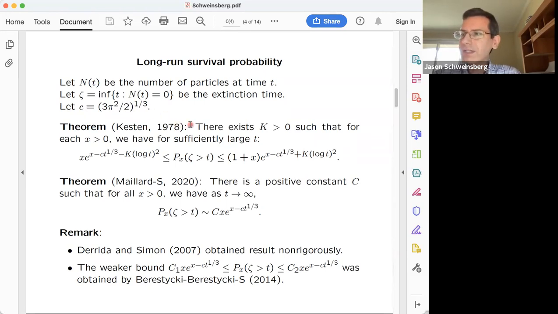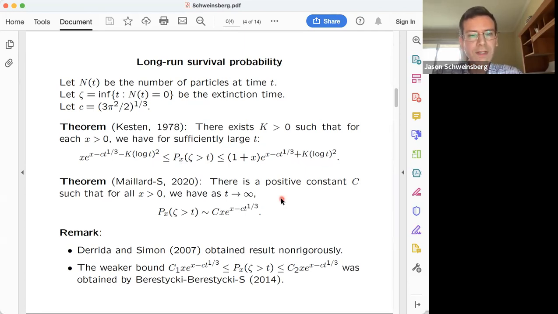Now, Kesten showed in 1978 that if we start the branching Brownian motion from a single particle at x, then for sufficiently large times t, the probability that the process survives for at least time t is bounded above and below by these two quantities. So the survival probability looks a lot like x times e to the power x minus c t to the 1/3, but the upper and lower bounds here differ by more than a constant factor because of these factors of e to the plus or minus log t squared.